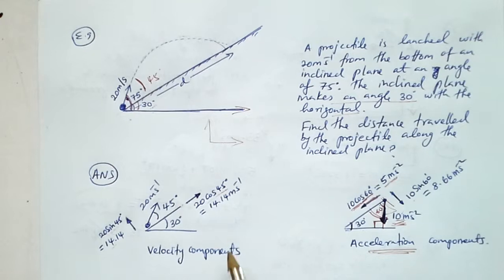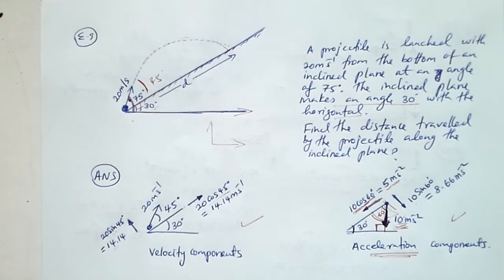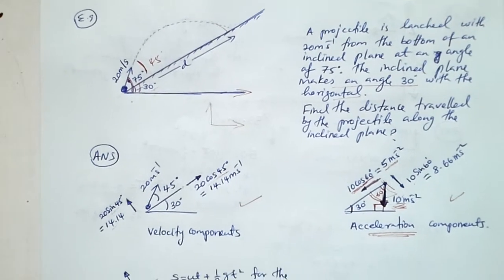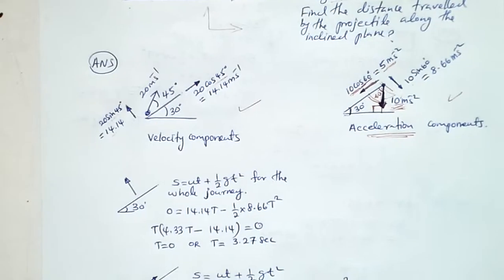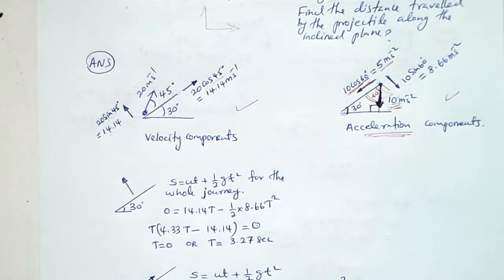So if you realize these two factors or these two ideas, the rest is simple. You can simply solve the problem. So now I'm going to solve the problem. My task is to find the distance traveled along the inclined plane. So how do you do this?